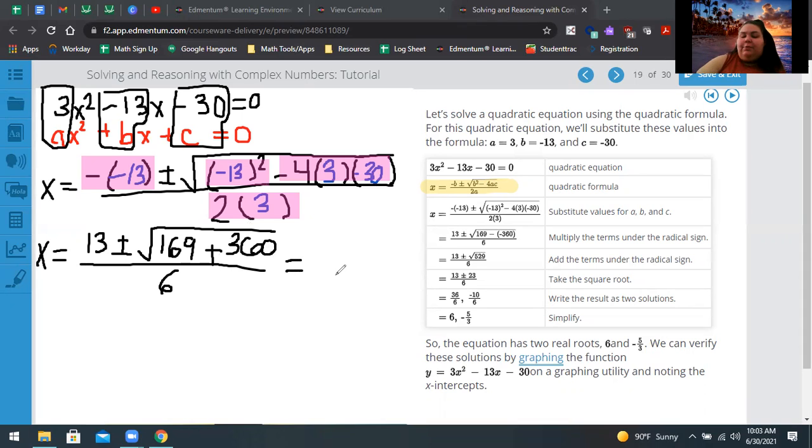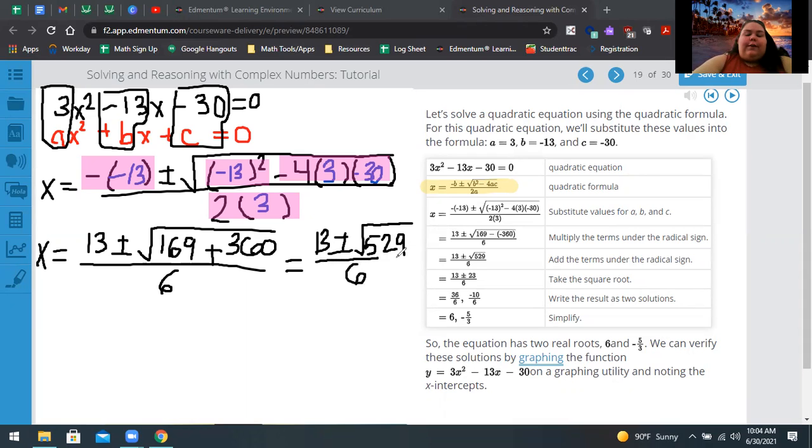That 13, I can't really do anything to it, so I'm just going to leave that there. So I have 13 plus or minus. Now inside the square root, I can go ahead and add those two values. We're going to get 529 for that, and then we're going to keep that over 6.